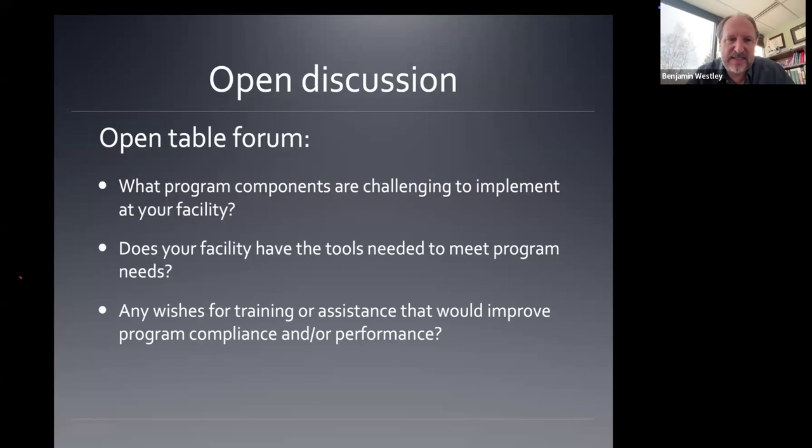Any specific training assistance that facilities would like to be provided in the future, and then other questions.